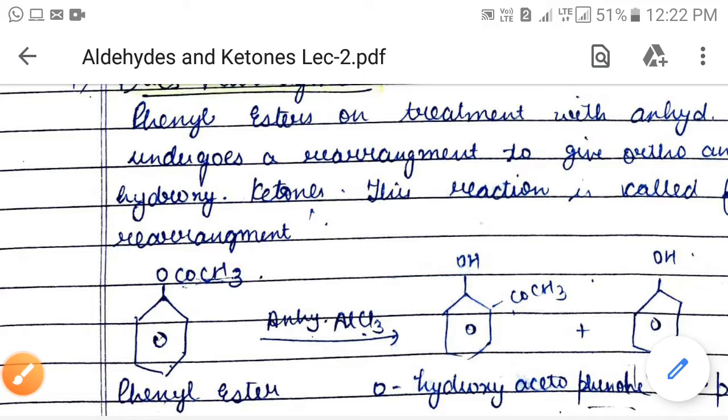So this is all about the preparation of aldehydes and ketones. In the next lecture, we will start with properties of aldehydes and ketones. In that, we will start with first physical properties and then with chemical properties. So thank you.